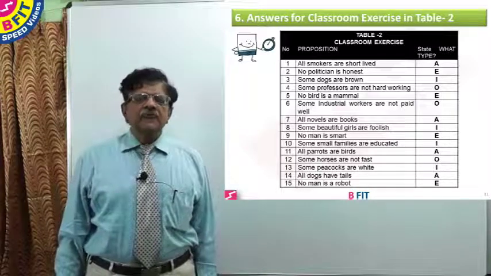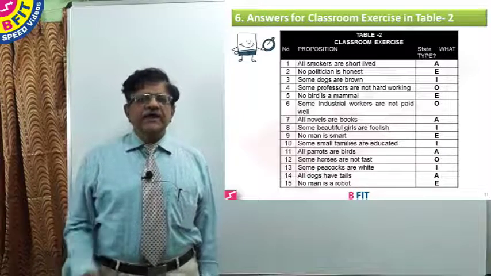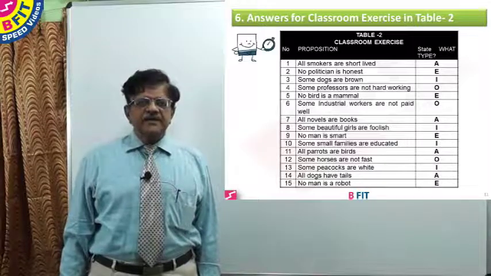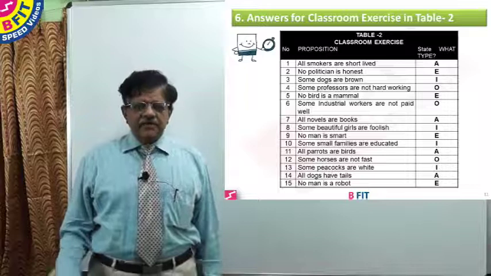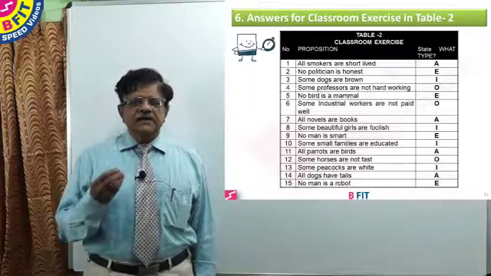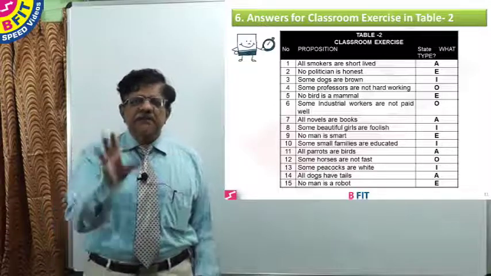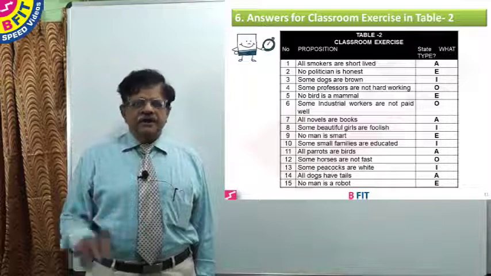Some dogs are brown. It represents a particular portion of the universe, therefore particular, there is no negative, it is an affirmative, therefore I-type statement. Some professors are not hardworking. Again, this is a particular statement because it does not represent the entire universe of professors, only some professors. It is using a negative word, not hardworking, therefore O-type.